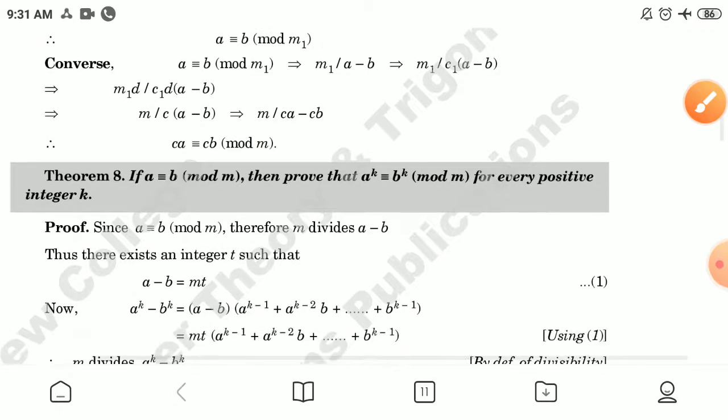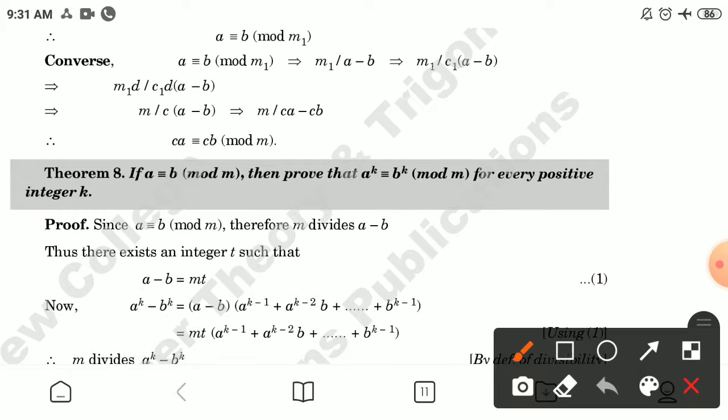Now the converse part. a is congruent to b mod m1, this implies m1 divides a minus b, this implies m1 divides c1 into a minus b, this implies m1 d divides c1 d into a minus b, this implies m divides c into a minus b, implies m divides ca minus cb, therefore ca is congruent to cb mod m.